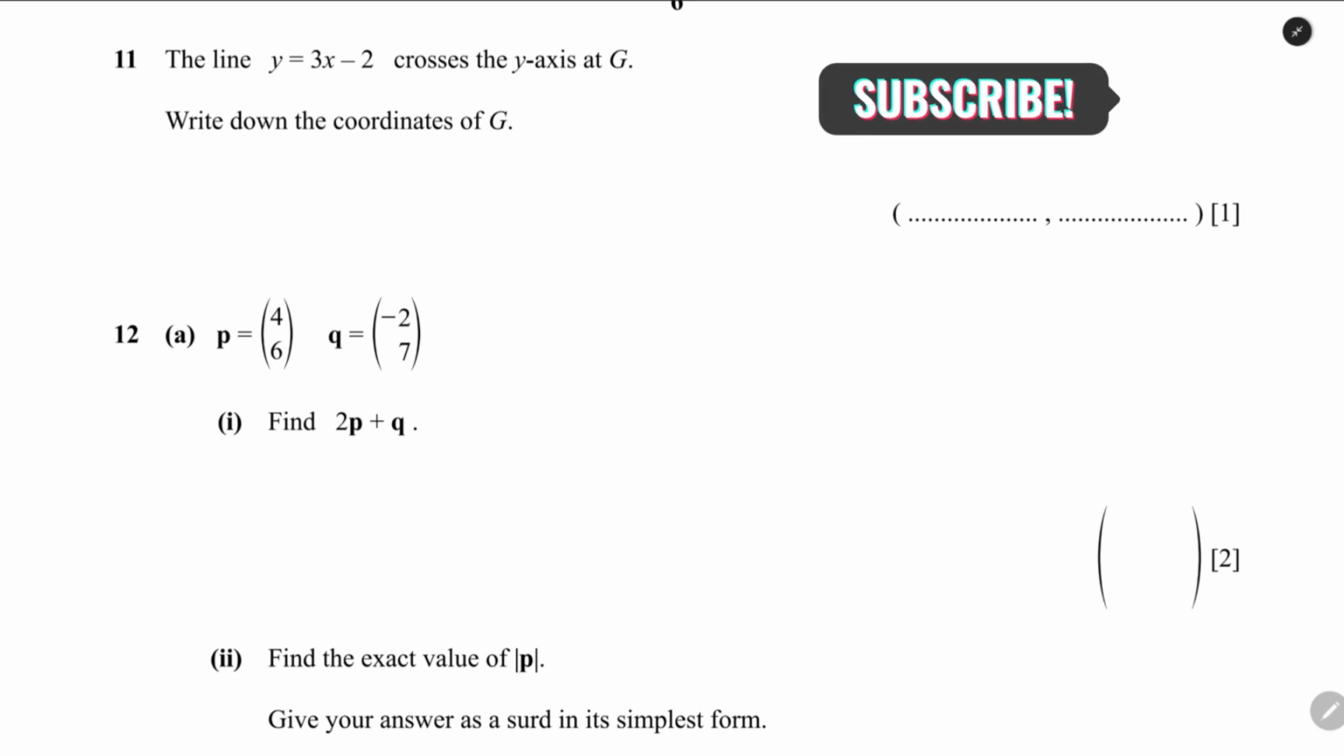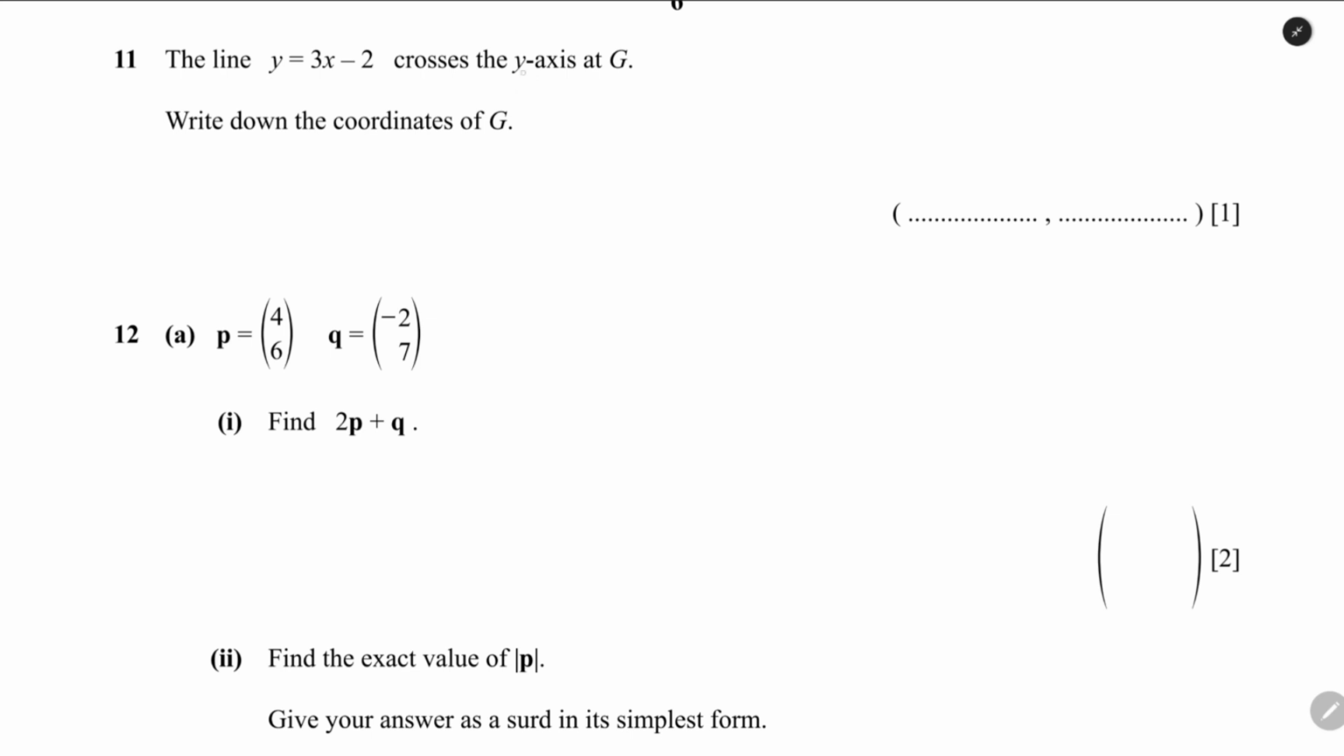Now, today we are continuing in our multi-part series on solving non-calculator exam style questions. And this is question number 11. We're told that the line y equals 3x minus 2 crosses the x-axis at G.